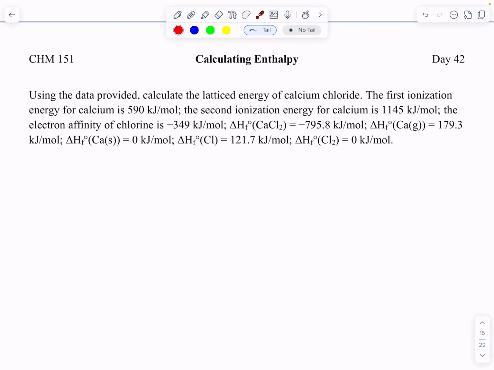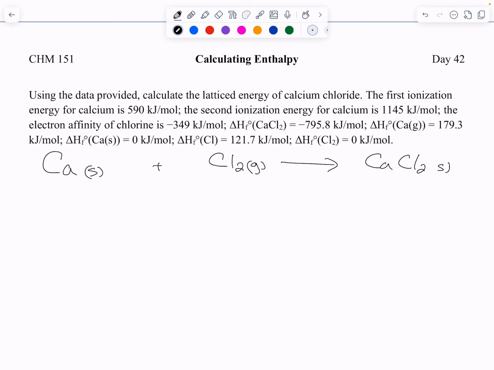Let's do an example. Using the data provided, calculate the lattice energy of calcium chloride. Kind of fun. What do we have? Let's write a reaction first. We're making calcium chloride: Ca solid plus Cl2 gas goes to CaCl2 solid. So ionization energies. The first ionization energy of calcium is 590. The second ionization energy for calcium is 1145. Electron affinity for chlorine is that.